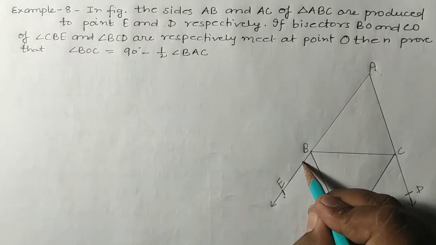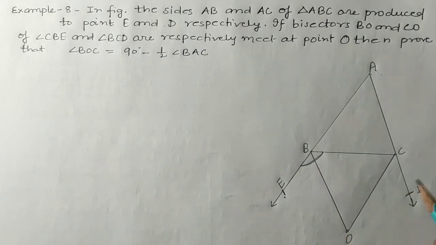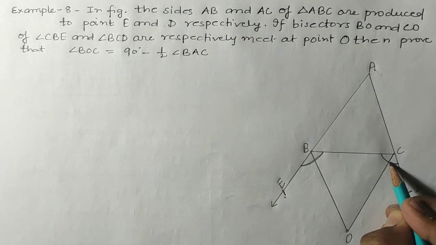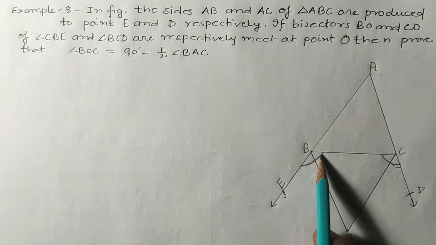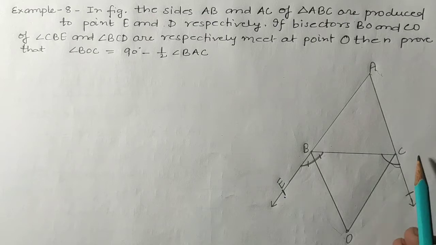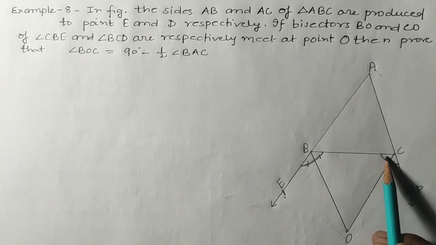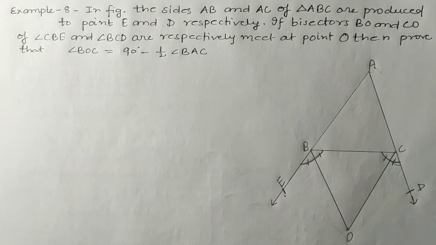means the angle CBE, this angle, the bisector of this angle is BO and the bisector of this angle is CO. Bisector means the side which divides the angle in two equal parts. So basically this BO is dividing this angle in two equal parts, that is, this angle and this angle will be equal, and the side CO is dividing this angle in two equal parts, that is, this angle will be equal to this angle. So in this question it is written that both the bisectors are meeting at point O.